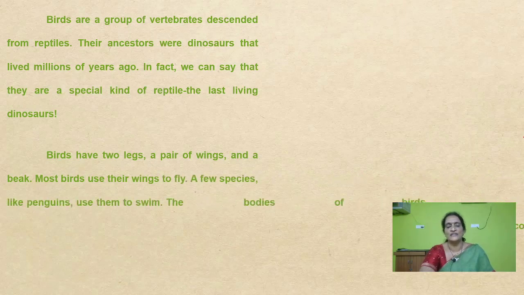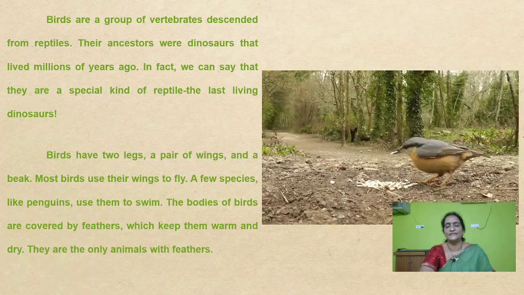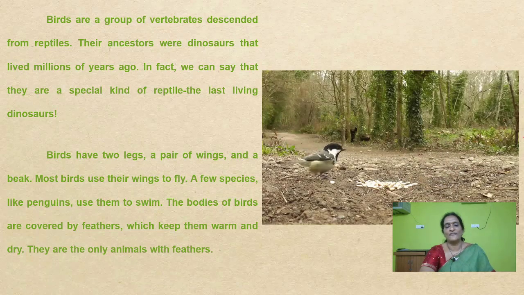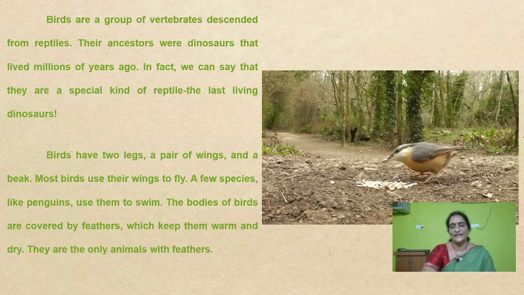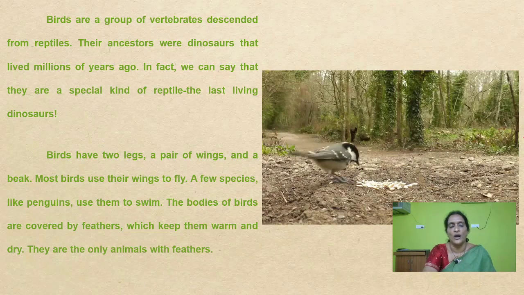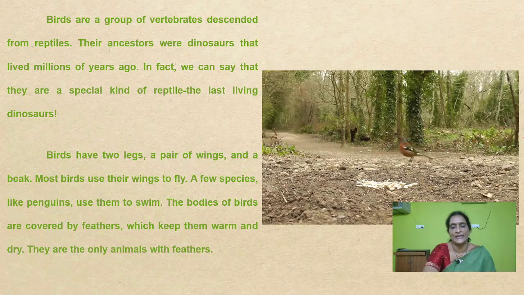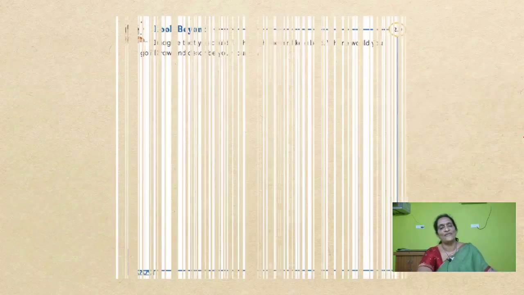You all know birds have 2 legs, a pair of wings, and a beak. What do they do with their wings? They fly. But there are some birds like penguins that swim with the help of their wings. And the bodies of birds are covered by feathers. You know, daily you cut chicken in your houses, they are covered by feathers. The feathers keep birds warm and dry. Birds are the only animals which have feathers.